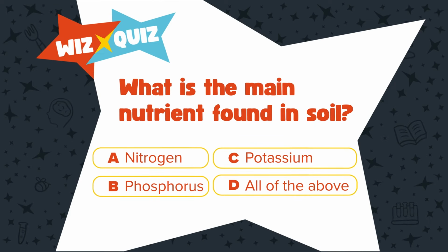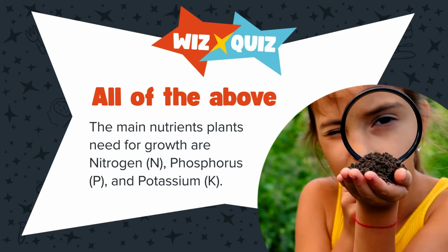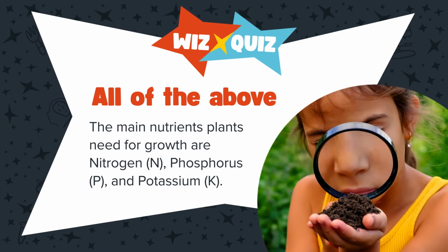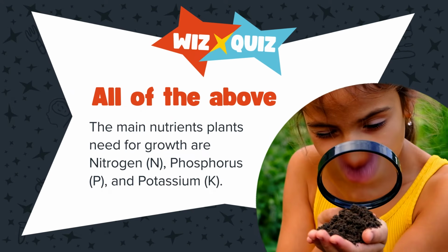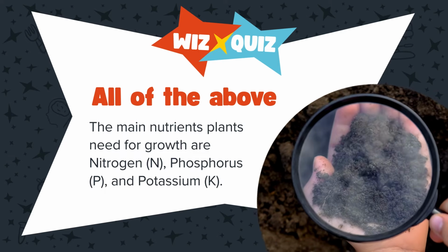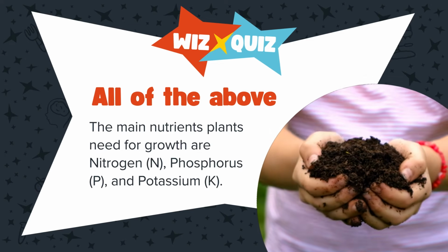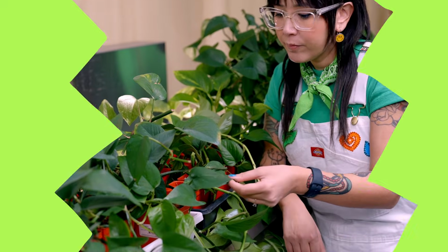What is the main nutrient found in soil that plants need for growth? A. Nitrogen, B. Phosphorus, C. Potassium, or D. All of the above? The correct answer is D. All of the above. The main nutrients plants need for growth are nitrogen, phosphorus, and potassium. An easy way to remember this is NPK, which are the symbols for the nutrients or elements.